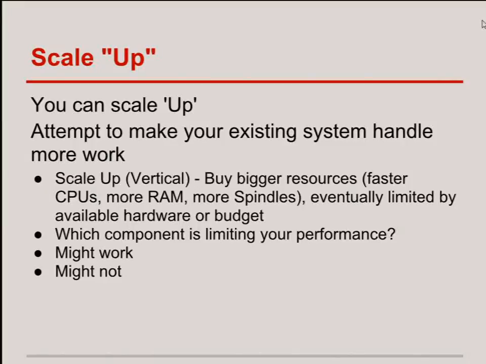So scaling up is basically attempting to make your system handle more work, right? You can get a faster processor or more processors in the same box, or more RAM or more spindles. If you don't have enough disk I/O, more spindles means more IOPS. But eventually that's limited by the hardware you can buy, right? You can't buy a 6 gigahertz processor, and you only have so much money for hard drives. Eventually you need a different solution.